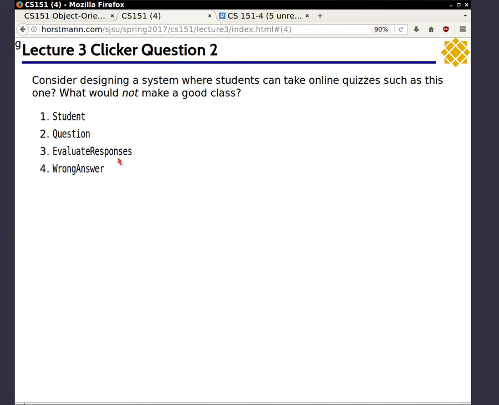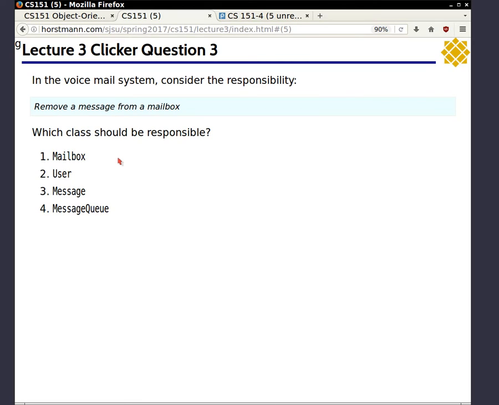So my candidate would definitely be evaluate responses as the worst of the lot, because suppose I have an object and I'm told it's an evaluate responses. What could an evaluate responses possibly be? Like I say, a response evaluator, that's a noun. It could have a responsibility, namely to evaluate responses. But if it's a verb like that, it's unlikely to be a good class. Now you would think, does anyone ever come up with bad classes? And people do with distressing regularity. So it's worth going over.